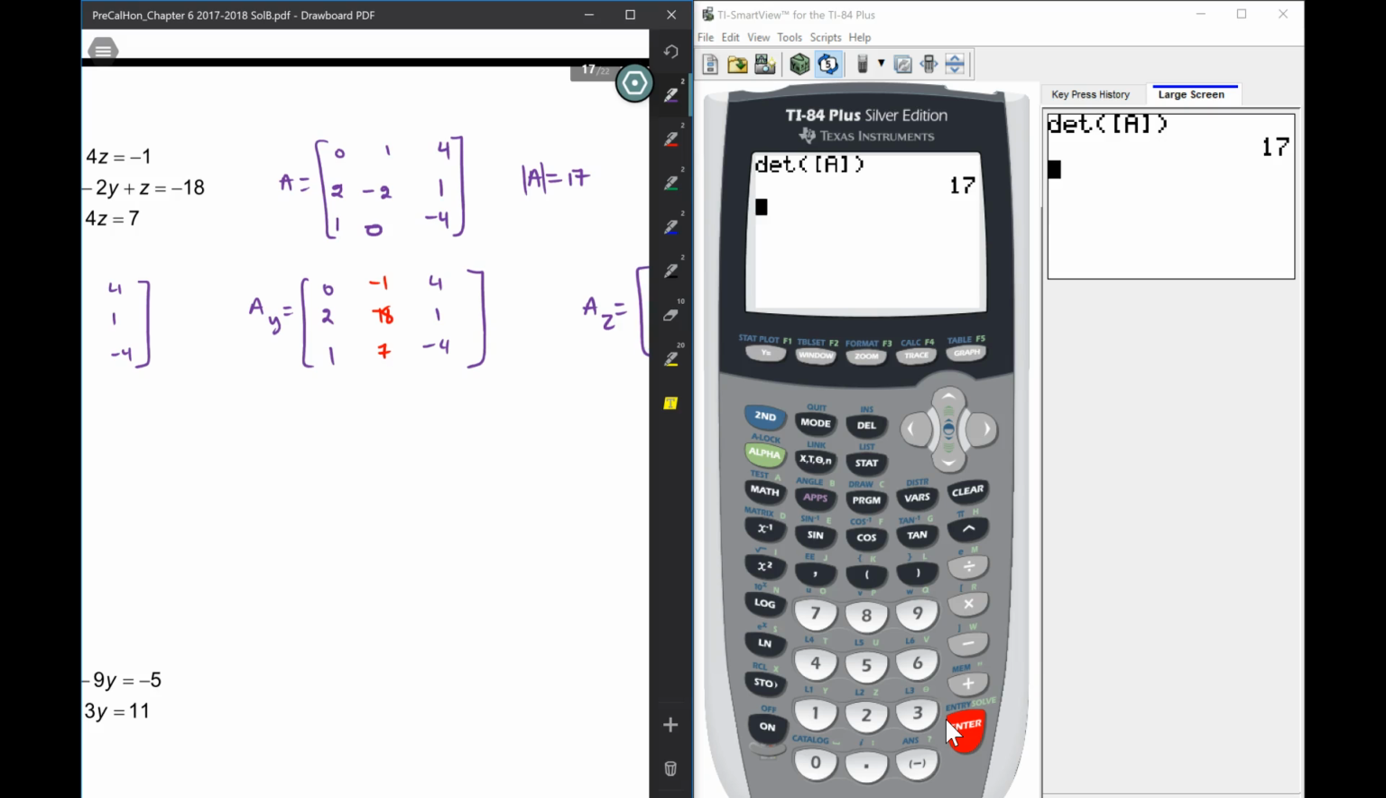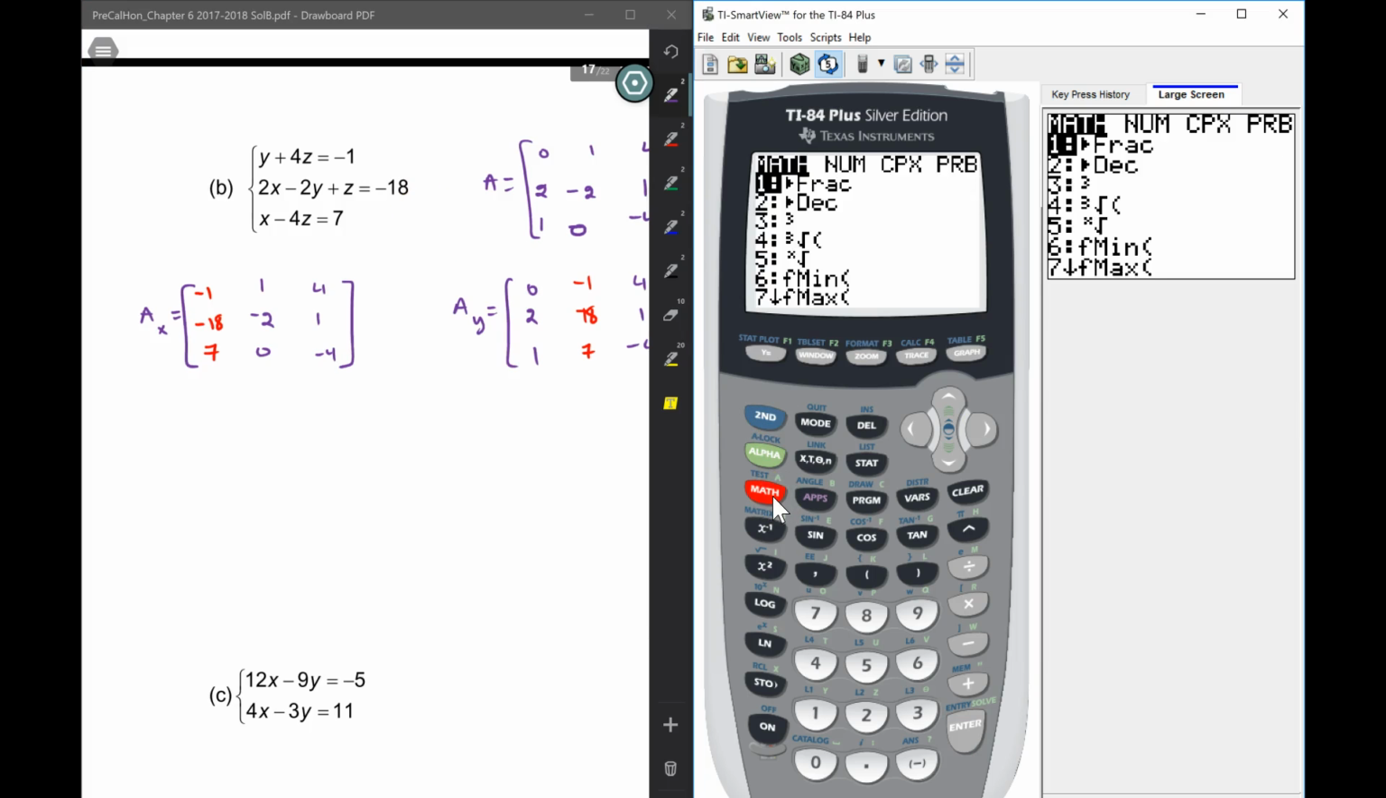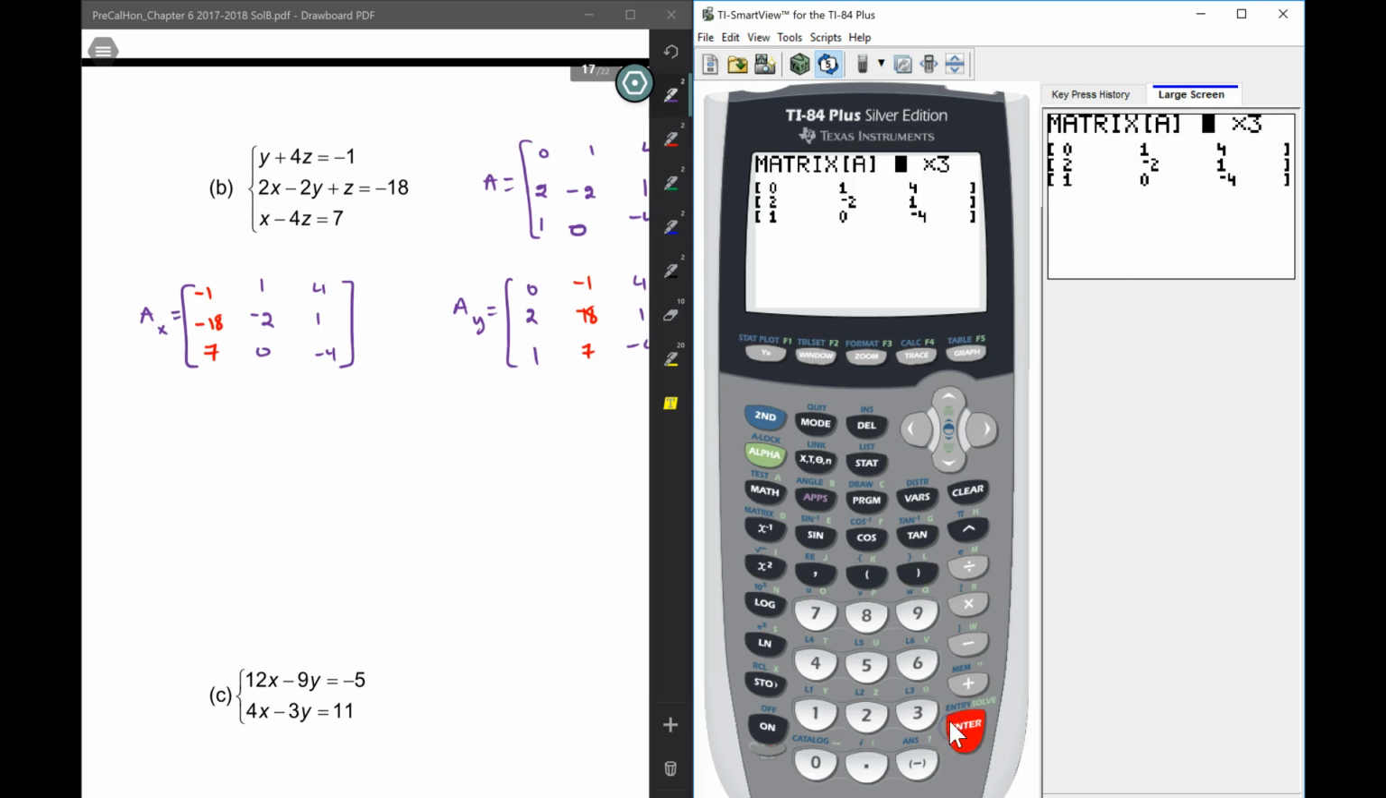All right, now look at how I do number 2. So second matrix again, I'm going to edit. Oh, I'm pressing the wrong button. All right, so I'm going to edit number 1. And all I'm going to do here is edit that first column. So just do -1, down arrow, -18, down arrow, 7, enter.